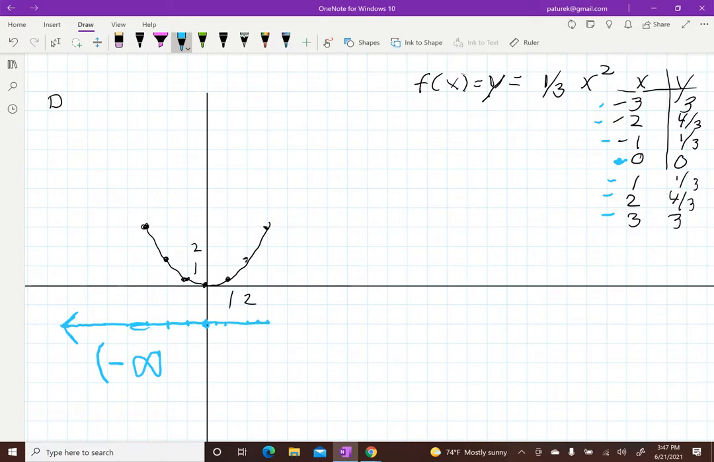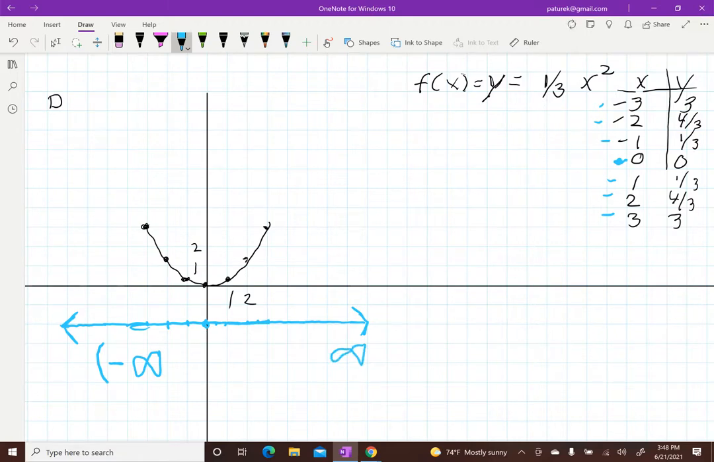And when there's no definite end to it, we use ordinary parentheses to represent that. Going in the positive direction, I can go beyond x equals 3, x equals 4, 5, 6, 7, 8. I can keep going. In fact, there's nothing stopping me from going all the way to infinity.